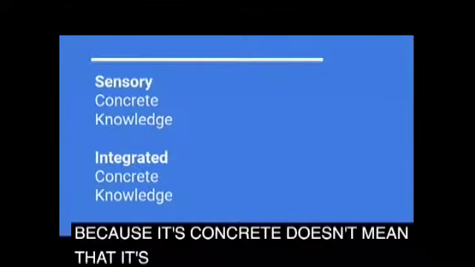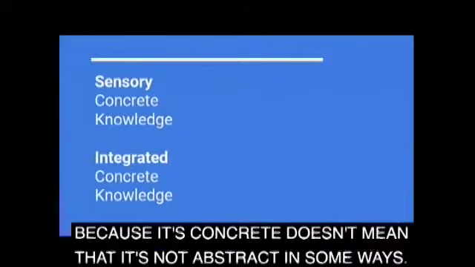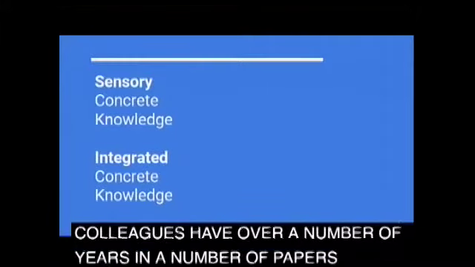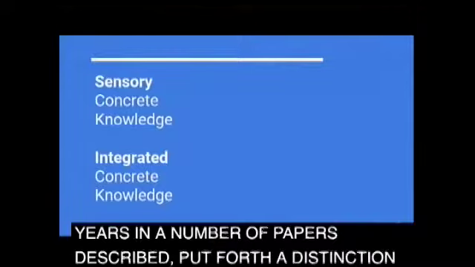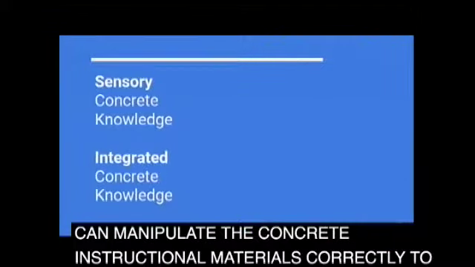So Doug Clements and colleagues have, over a number of years and a number of papers, put forth a distinction between two different kinds of concrete knowledge. The first kind is concrete in the sense that I was talking about a minute ago. It's there in shared visual space. It has 3D physicality. And so when we have sensory concrete knowledge, it's because we can manipulate the concrete instructional materials correctly to get the right answer, even though maybe we can't do it without those materials.